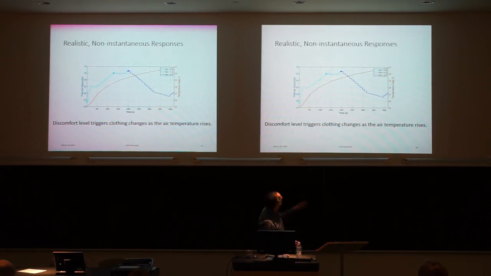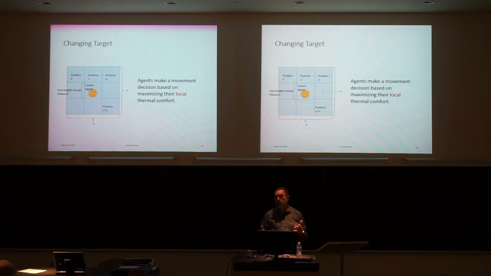So for example, here's the temperature rising. That's the orange line. And as the temperature rises towards 31 degrees Celsius, this agent is very likely to shed his coat and then eventually shed his outer garment and then just be sure to sleep. So one response to changing temperature is to change your clothing. You can do that. The other thing you can do is move.